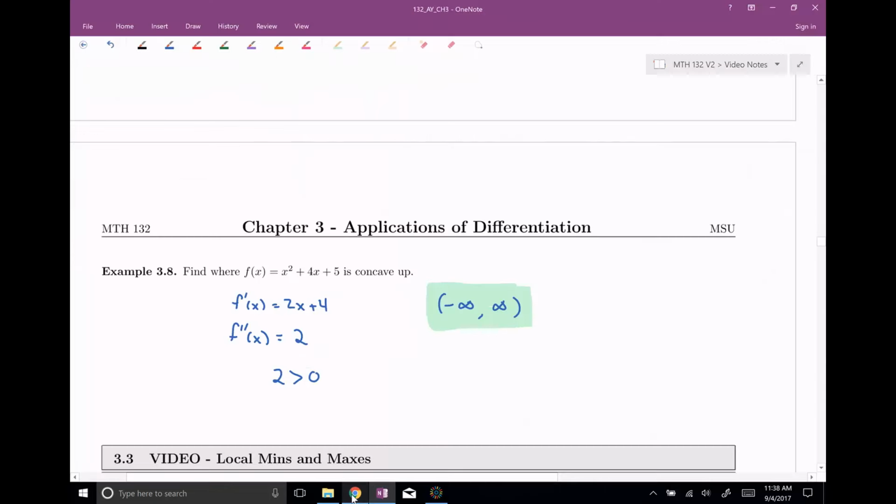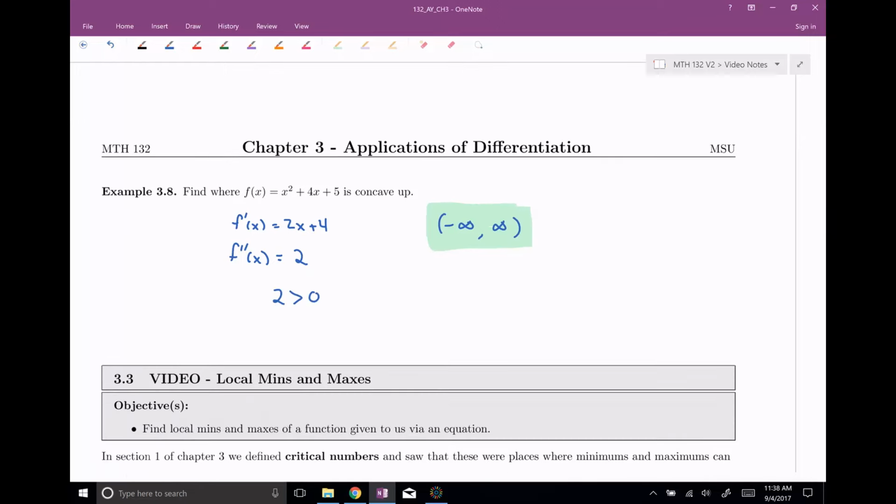All right, that should do it for us in this video. This is a nice introduction to increasing, decreasing, concave up, concave down. Next time we're going to be talking about these things in order to find local mins and maxes, as this next title suggests. I'll see you then.